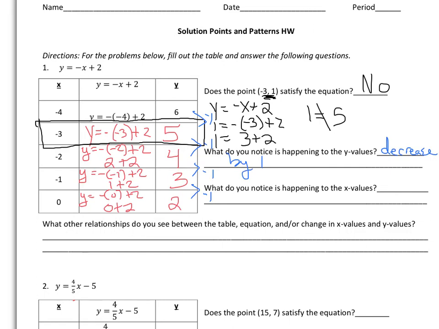And then it says, what do you notice is happening to the x values? So I go to the other side of my chart. From negative 4 to negative 3, be careful, that's a plus 1. Negative 3 to negative 2 is plus 1. Negative 2 to negative 1 is plus 1. And negative 1 to 0 is plus 1. So I can see that my x values are increasing by 1.